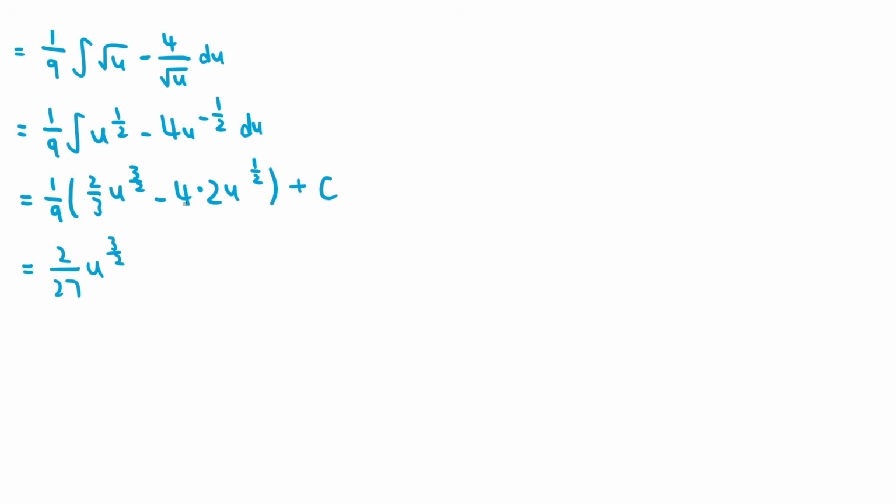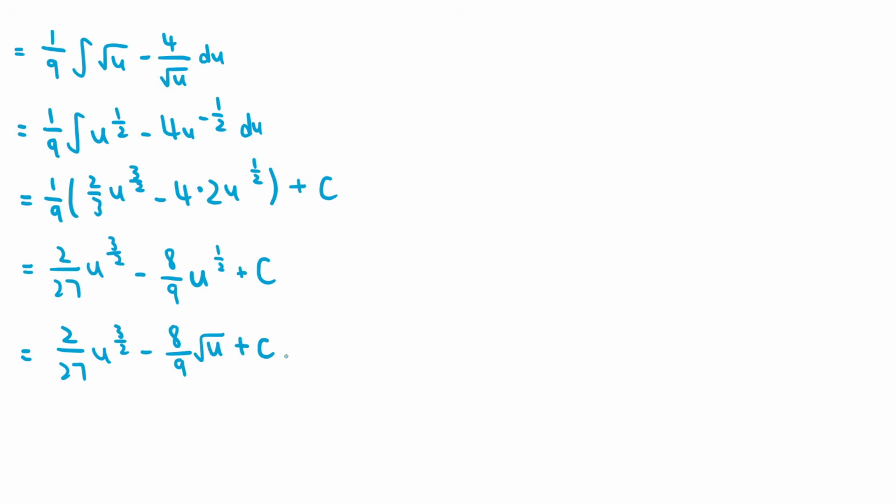And for the second term in the parentheses, 1 over 9 times negative 4 times 2 is equal to negative 8 over 9, and the u to the 1/2 stays the same. So the second term is just negative 8 over 9u to the 1 over 2, and we have to add the constant of integration c. We can rewrite the u to the 1 over 2 as the square root of u, so the second term becomes negative 8 over 9 square root of u, and the plus c stays the same.